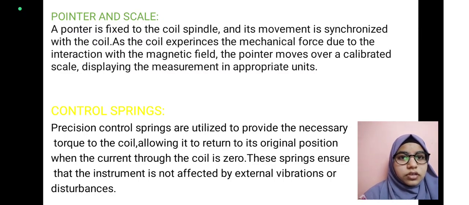Control springs. Precision control springs are utilized to provide the necessary torque to the coil, allowing it to return to its original position when the current through the coil is zero. These springs ensure that the instrument is not affected by external vibrations or disturbances.